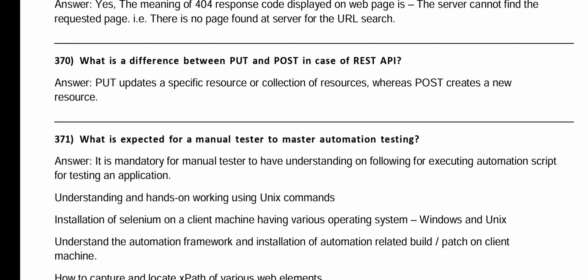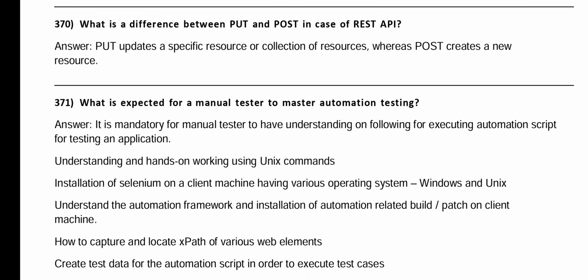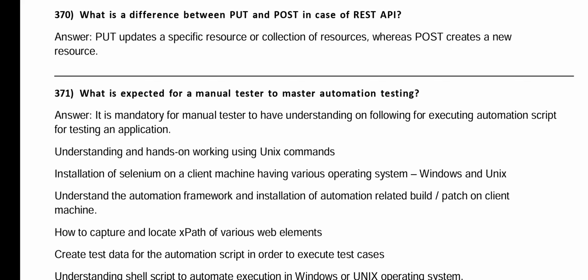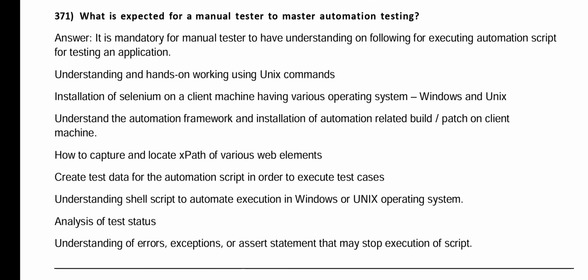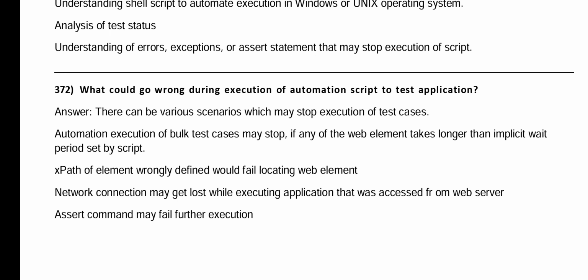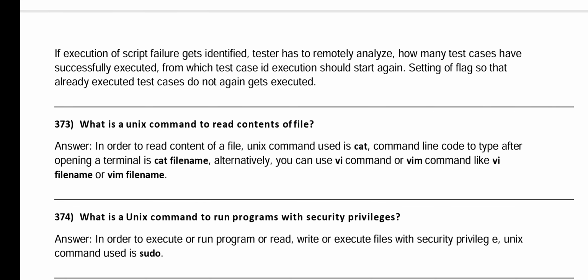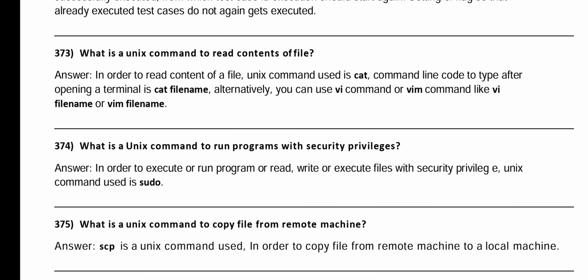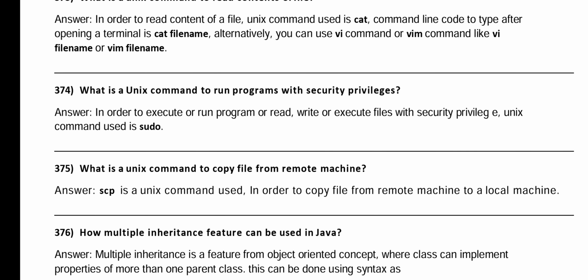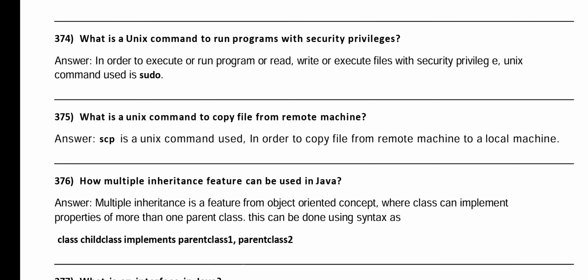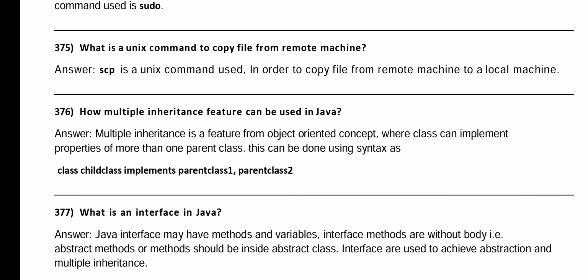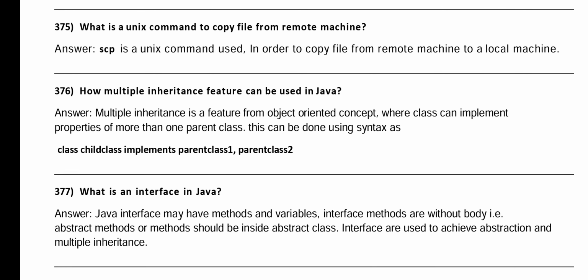What is the difference between PUT and POST in case of REST API? What is expected for a manual tester to master automation testing? What could go wrong during execution of an automation script to test an application? What is a Unix command to read contents of a file? What is a Unix command to run programs with security privileges? What is a Unix command to copy a file from a remote machine?